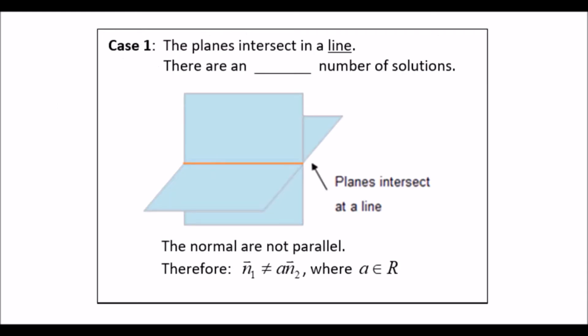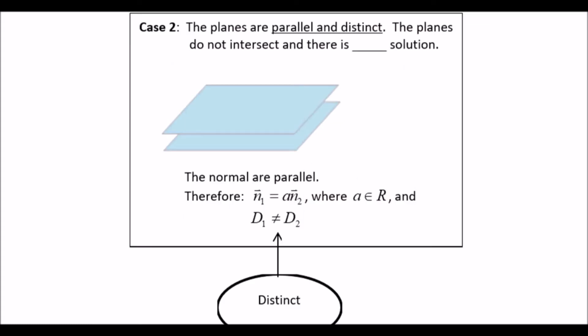Case 1 is this. The planes intersect in a line, and so if they intersect in a line, there must be an infinite number of solutions. So there we go. Here we can see that the normals are not parallel. That means not scalars of each other, which is really what this is saying. And so if they're not scalars of each other, then they intersect in one line. We'll see an example of that in a few minutes.